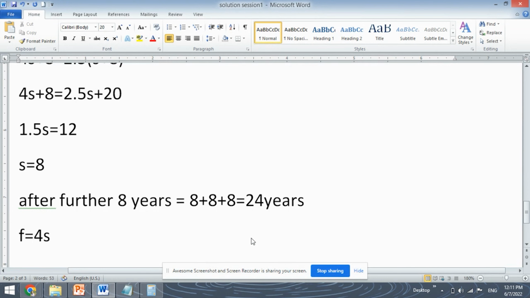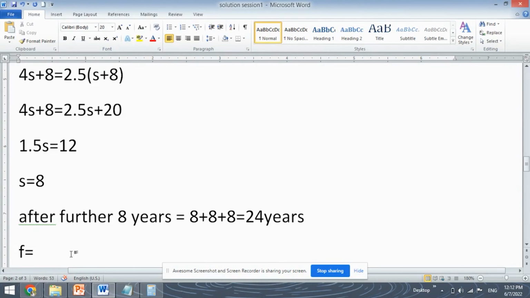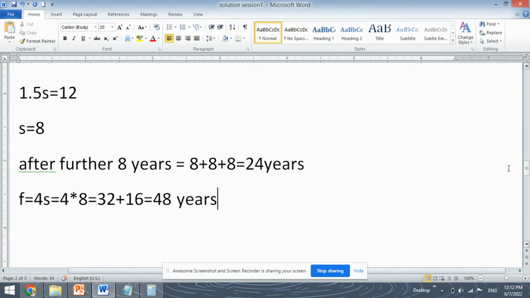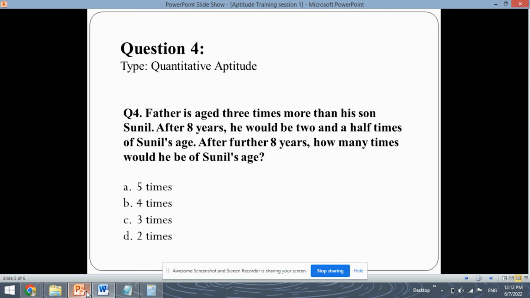The father's age, as we know, is 4s. Substitute the s value we just got into 4s. So 4 into 8, which is 32, and this is 16 years ahead, so you need to add 16, and the total will be 48. So the father's age will be 48. And the ratio between the father's age and the son's age is 2, because 48 is 2 times 24. So the answer will be 2 times, which is the option D.